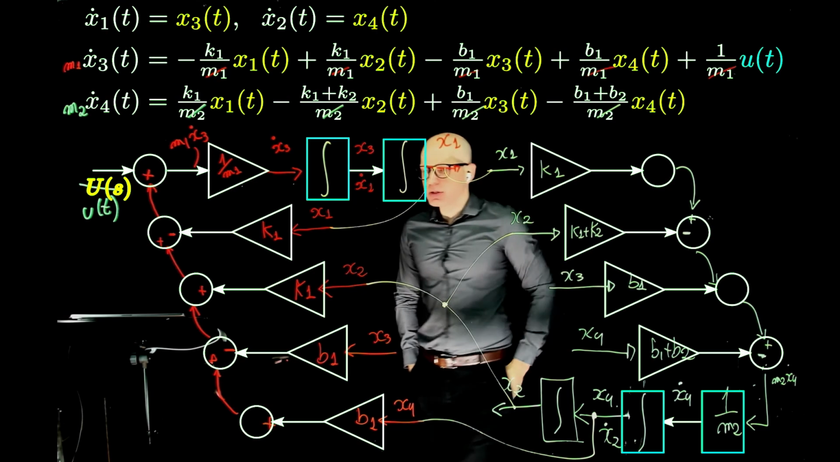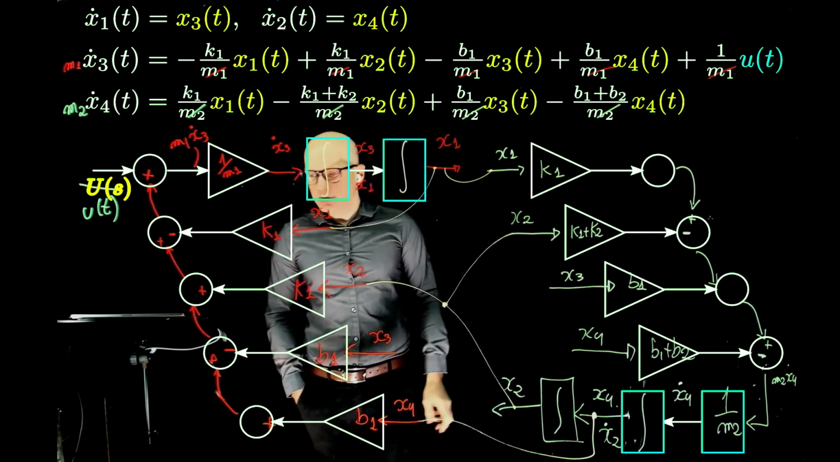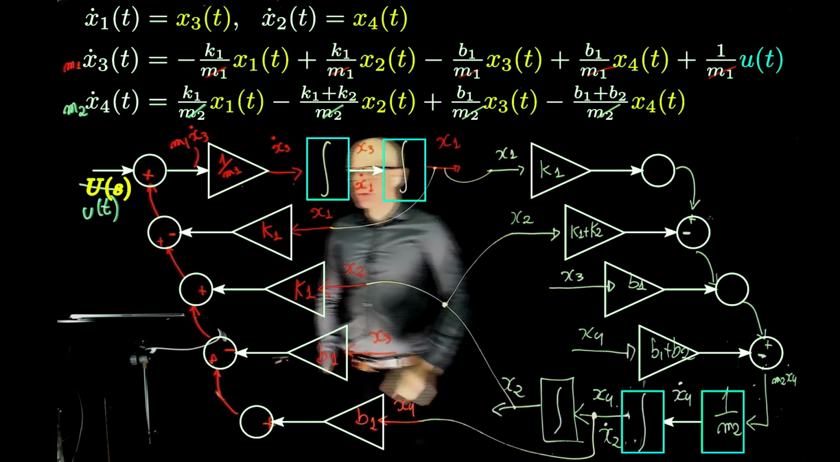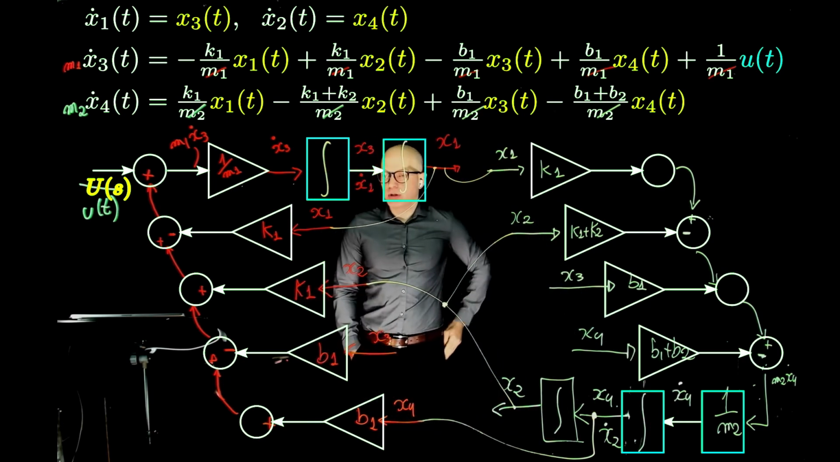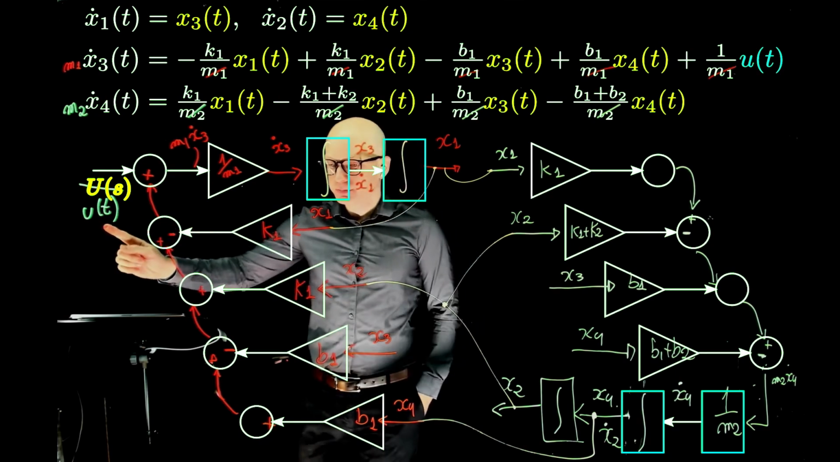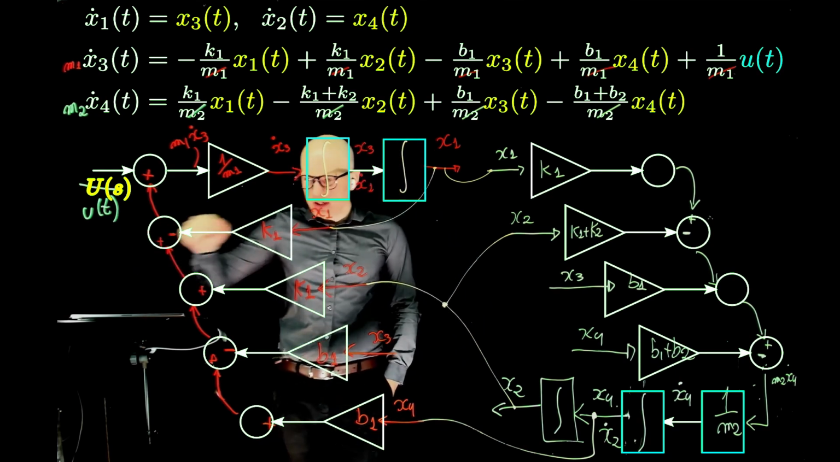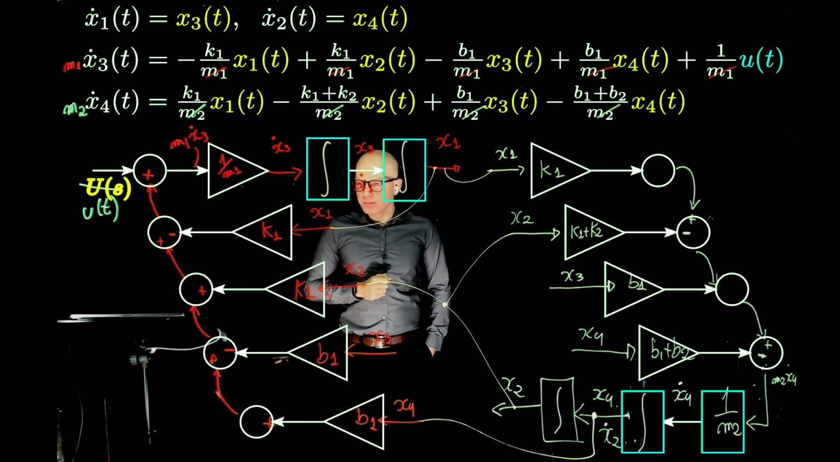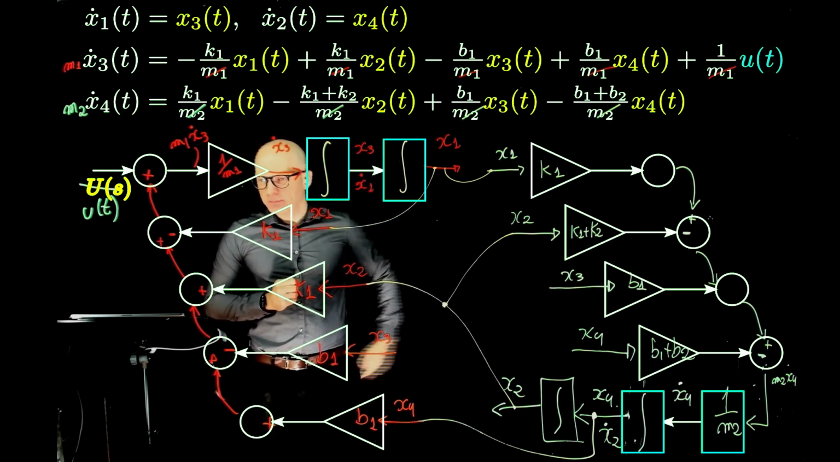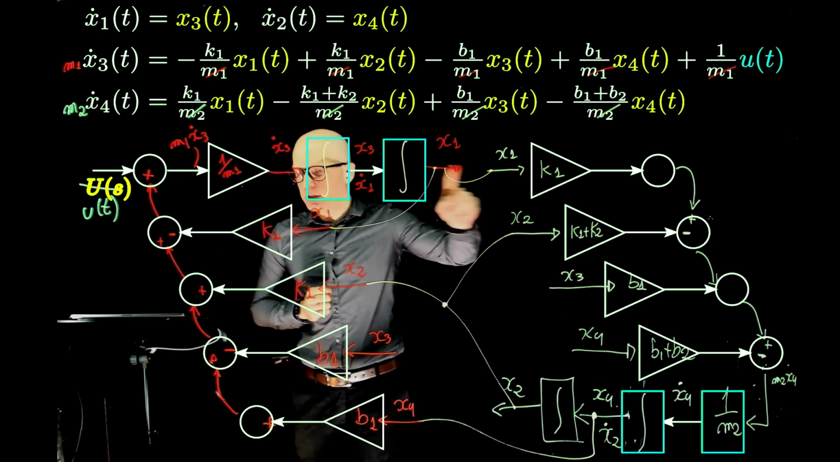Okay, so notice here that all the states are clearly visible. We have all the x's and everything. So in the case of the mass spring damper system model, we know the input, the output. Where is the output of the system? At x1. So here it is. The output is right here.